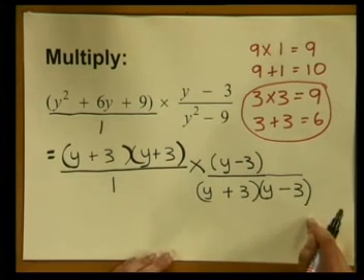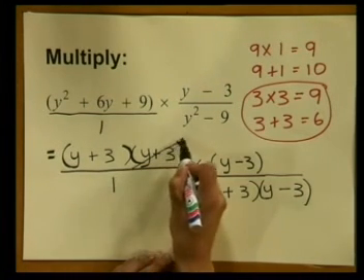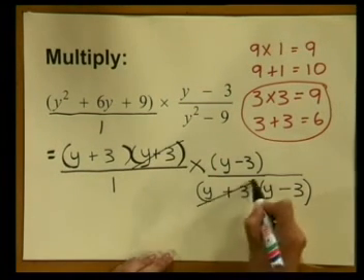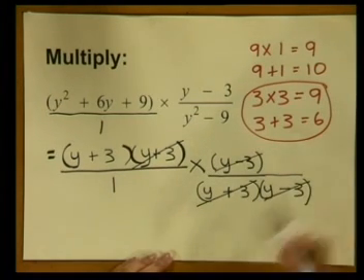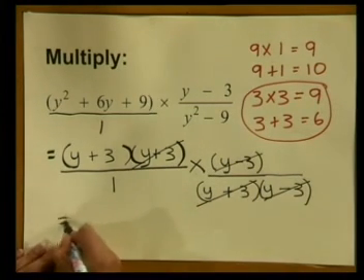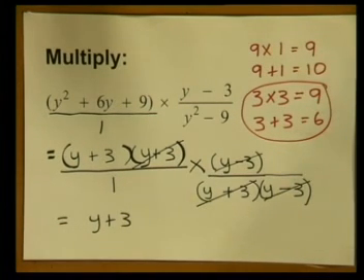And now we've just got factors, so we are ready to cancel. Notice we have a y plus 3 up in the top, y plus 3 in the bottom, we cancel out. Y minus 3 cancels with y minus 3, and we are left with y plus 3. And that is our final answer.